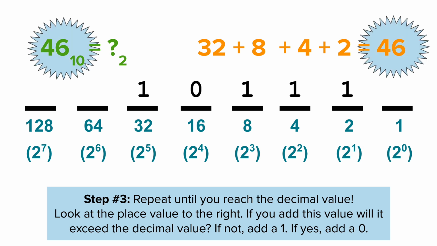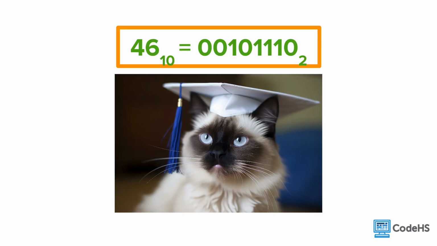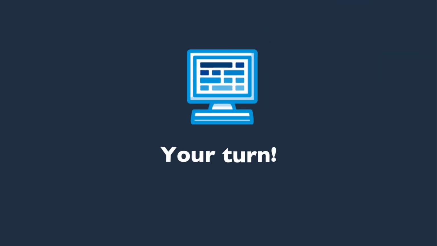And what do you know? We've gotten to our target decimal value of 46. The last step is to add zeros to all of the remaining places. Now we know the binary value of 46, which is 00101110. Now that you know how to convert between decimal and binary, it's your turn to explore these relationships further.